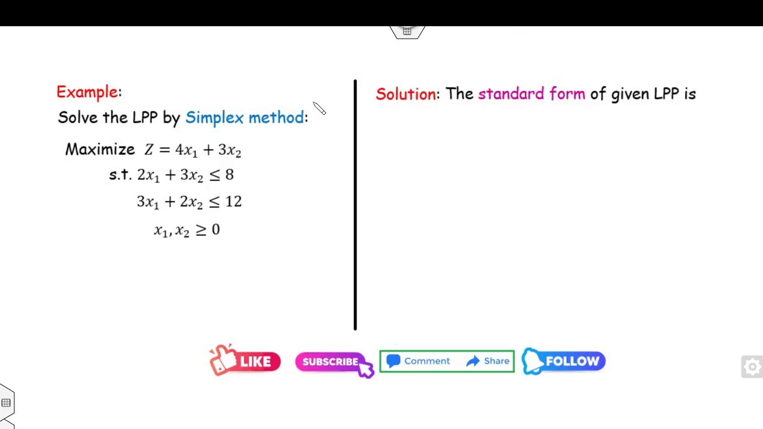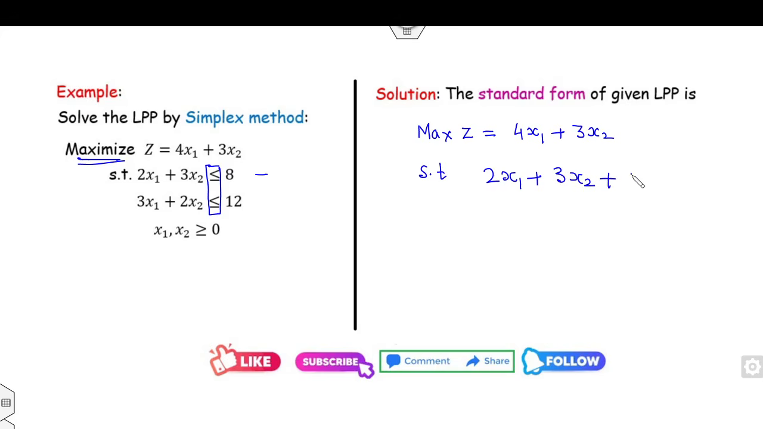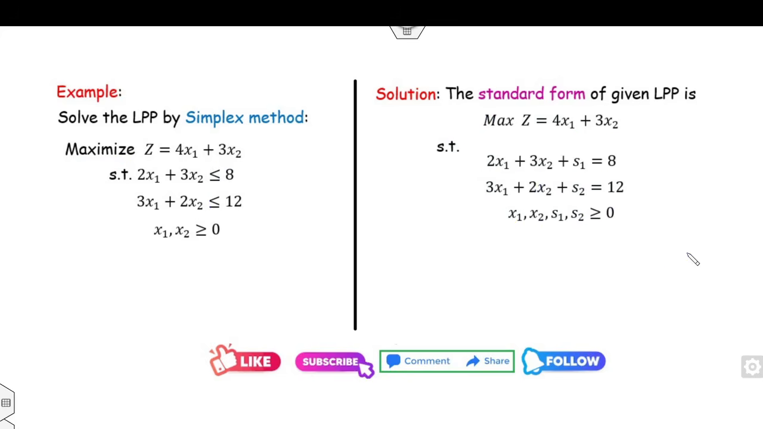So your first step is you can write it in the standard form, because this is already maximization. So I can write the standard form: maximization of z = 4x1 + 3x2. Now because the constraints are not equalities, I can change them into equalities by adding the slack variables. I can say 2x1 + 3x2 + s1 = 8. Similarly for the second constraint, 3x1 + 2x2 + s2 = 12, while all those variables x1, x2, s1, s2 are greater than or equal to 0.